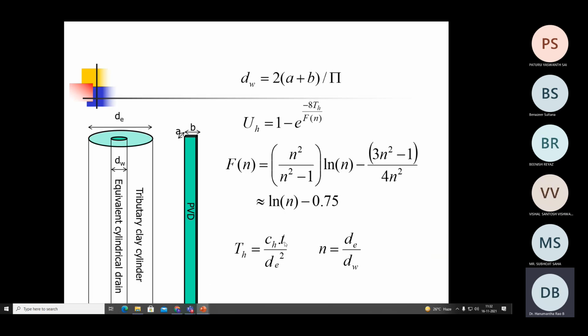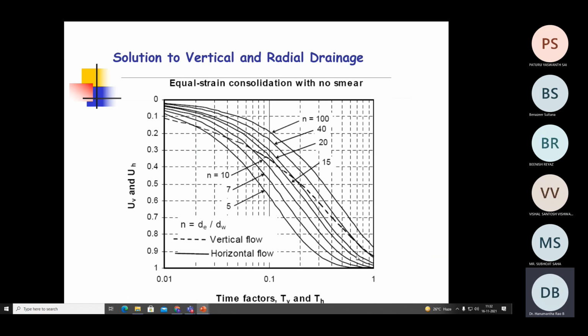Th is ch into t by de square, and n is the ratio of dE by dW. Alternatively, in the exam you will also be provided this kind of graph where you can directly pick up the average degree of consolidation in the horizontal and vertical direction for known values of the time factor in the vertical and horizontal direction. There is a single trend line for the vertical. However, there are several trend lines for the horizontal degree of consolidation, because for vertical there is only one path, either upward or downward. But when you talk about radial drainage, we have different diameters of the drains or different equivalent diameters.